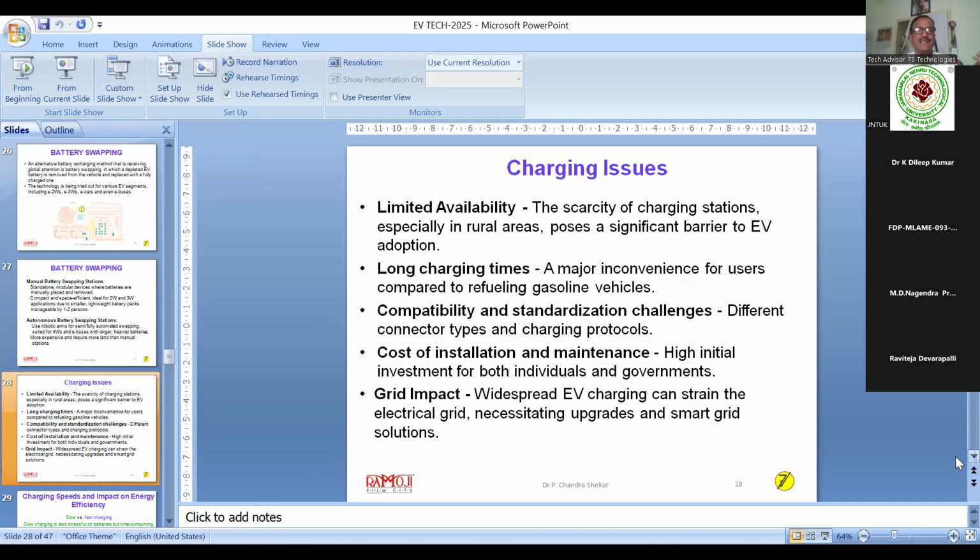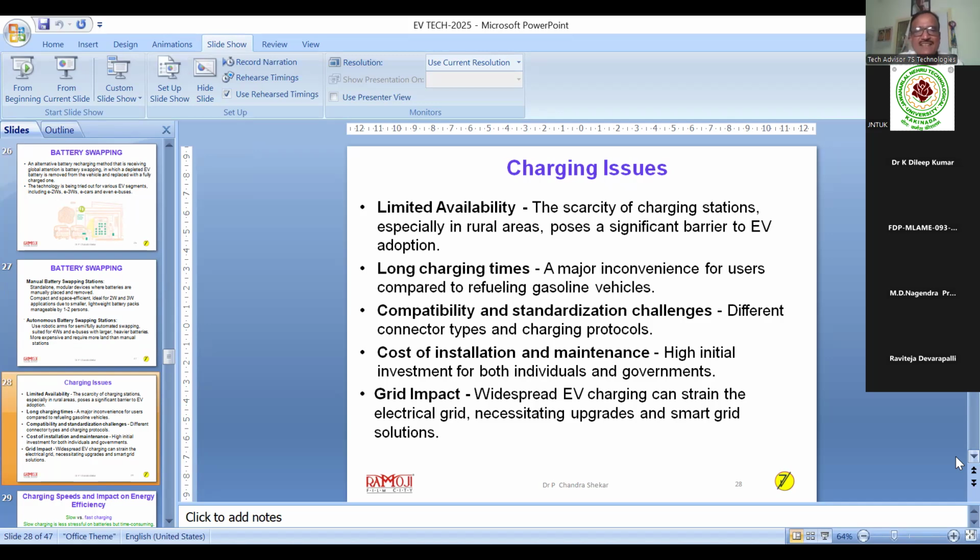Charging issues, limited availability. The scarcity of charging stations, especially in rural areas, poses a significant barrier to EV adoption. Central cities have no problem, but if I'm going to my hometown and I don't find a battery station, it's really a headache. Long charging time is a major inconvenience for users compared to refilling gasoline vehicles.